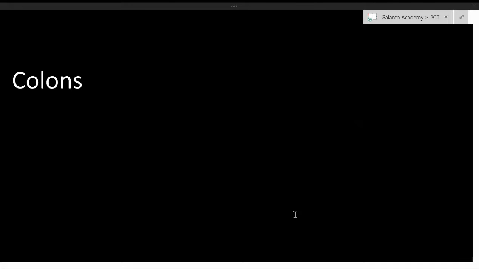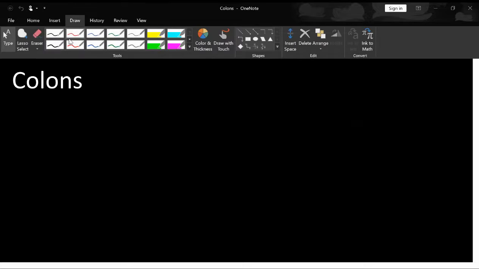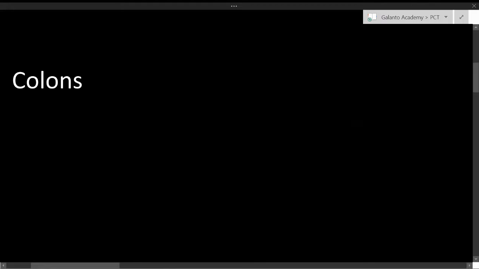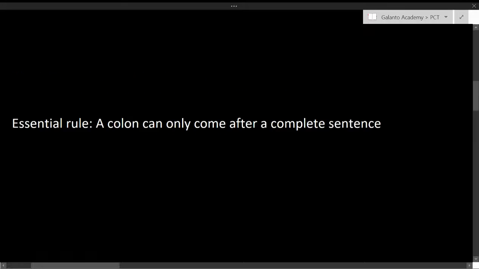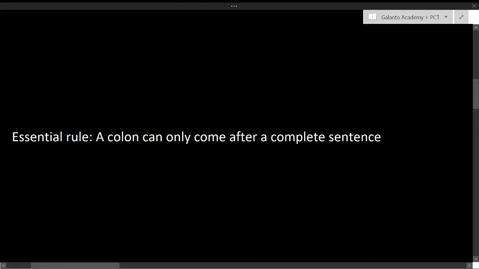So today we're going to be talking about colons. Let me just get my pen here. And just as a reminder, a colon looks like this little guy. So the two dots, one on top of the other. And I'm going to start with what I call our essential rule.